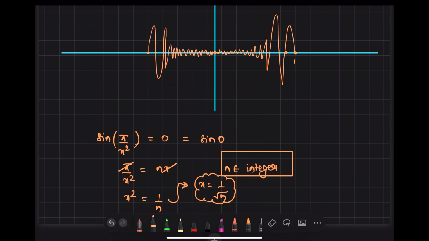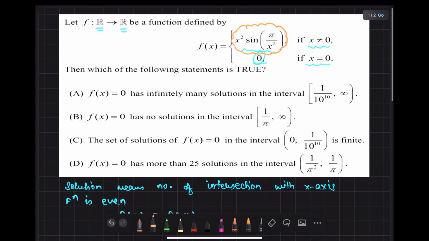So we have this graph in between 1 and -1. Now suppose that we take any number after 1, so suppose it is 2. If x is 2, this thing will become 4. So pi by 4 will become what? 45 degrees. 45 degrees means 1 by root 2.